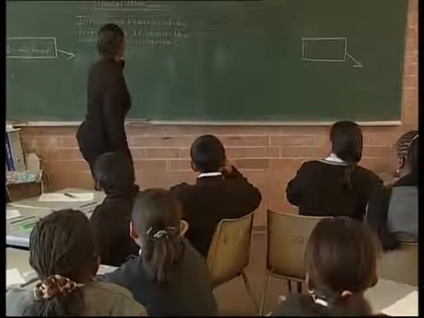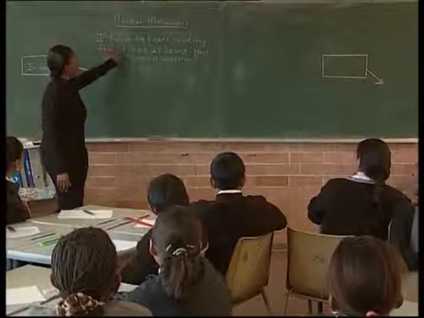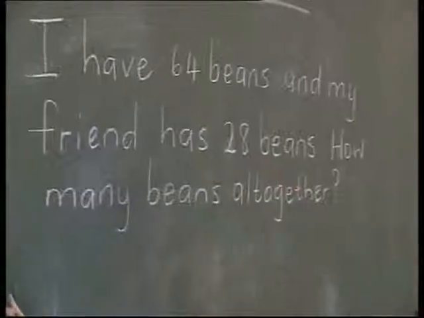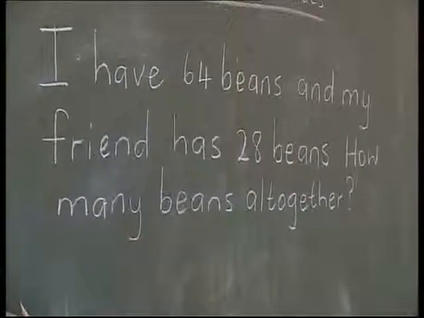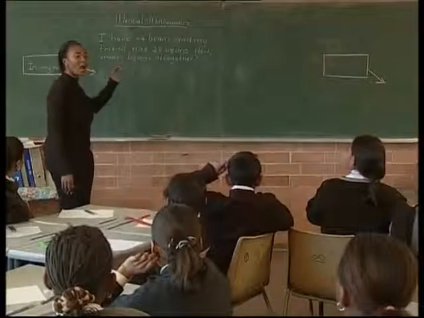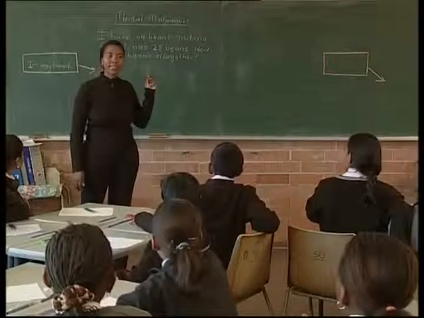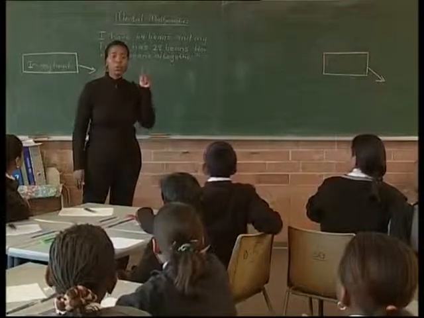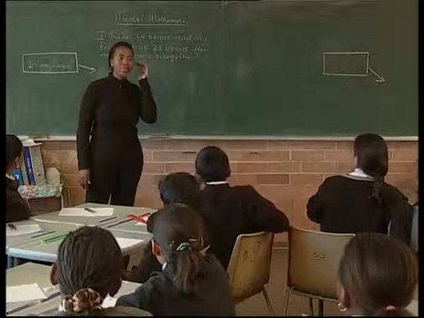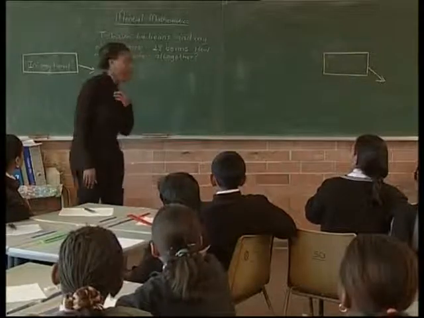Now, you are given this problem on the board. I have 64 bins and my friend has 28 bins. How many bins altogether? And you are asked to work this sum out in your head. So there's different ways of doing this sum, but I'm only going to show you one easy way of doing this sum mentally in your head. And we call that way expanded notation.